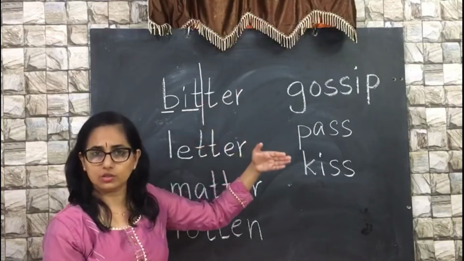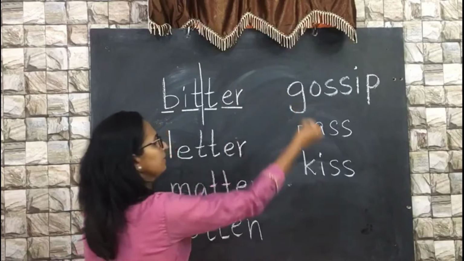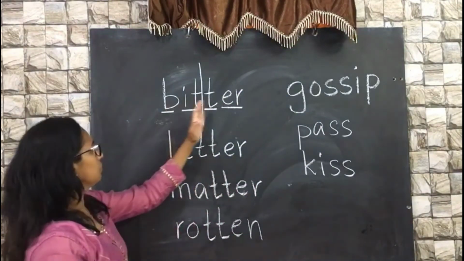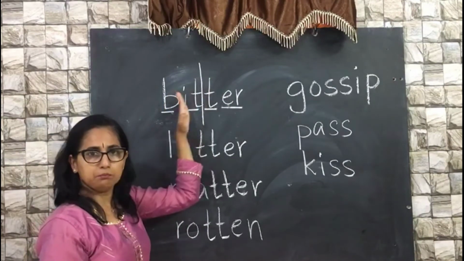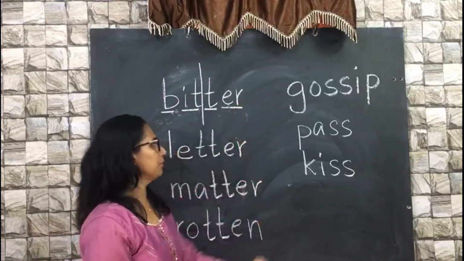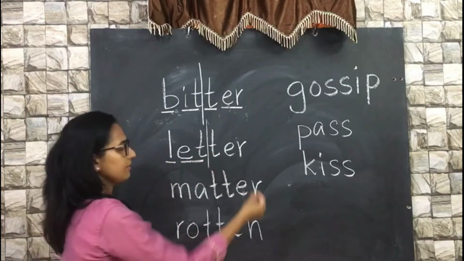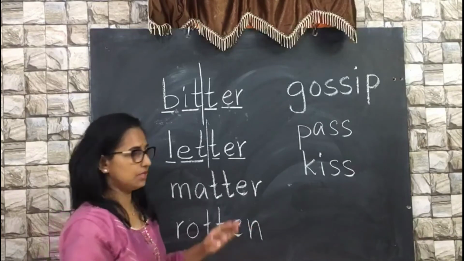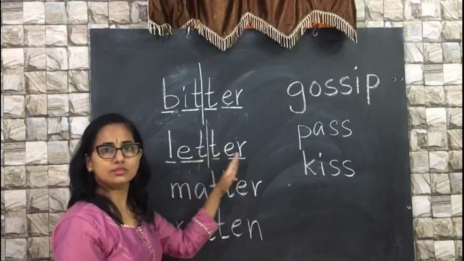B, it, bit, t and er together. T, er, ter. Now together. Bit, ter, bit, ter, bit, ter. Got it? Okay, the next one the same way. L and et together, let, t, er, ter. Now, let, ter, let, ter, let, ter.